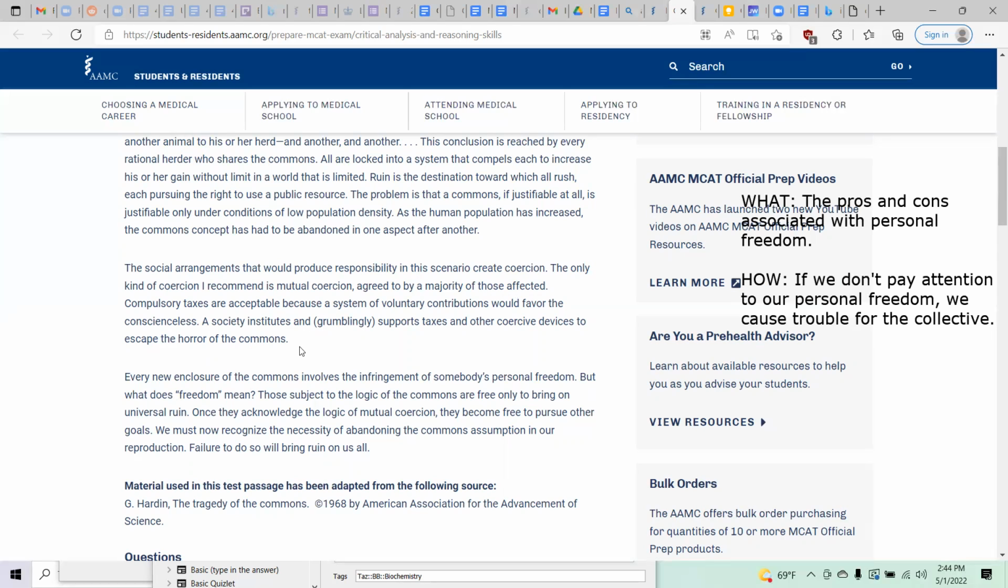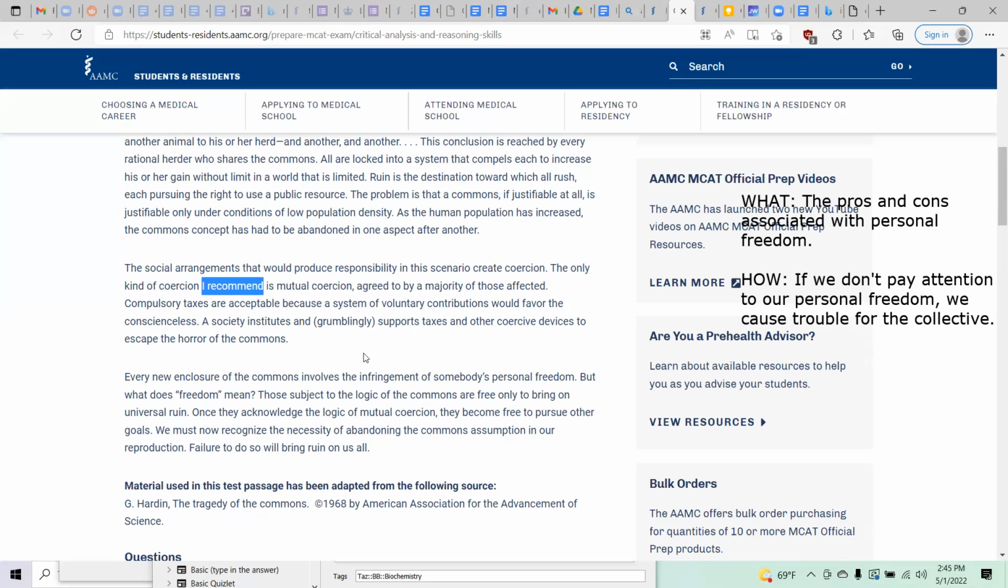What do we highlight here? The only kind of coercion I recommend. He just straight up says, mutual coercion. Wonderful. We definitely highlight the "I recommend" part, just so you know he's giving an explicit advocacy for something here.